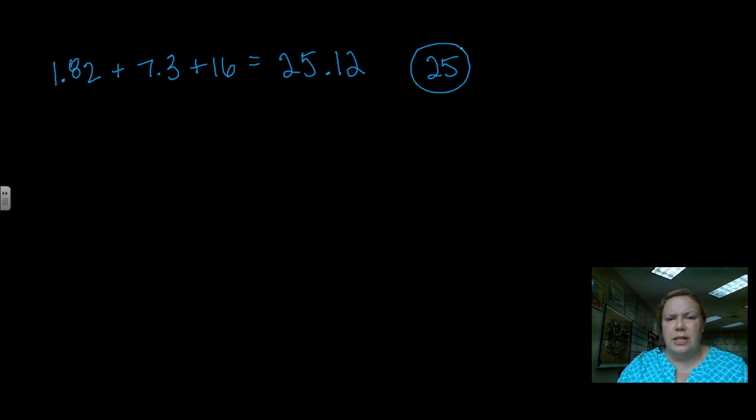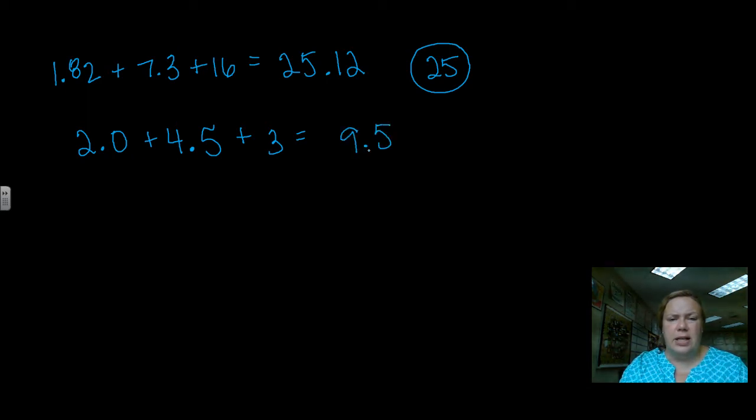So our answer would be expressed as 25. Let's say I had something like 2.0 plus 4.5 plus 3. I'm still going to have, if I add these together, I'm going to get 9.5.